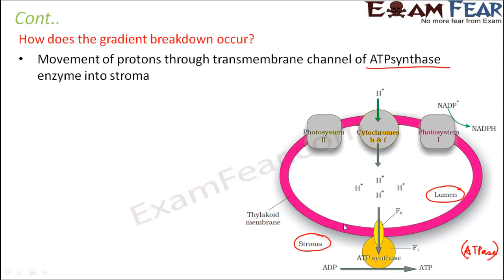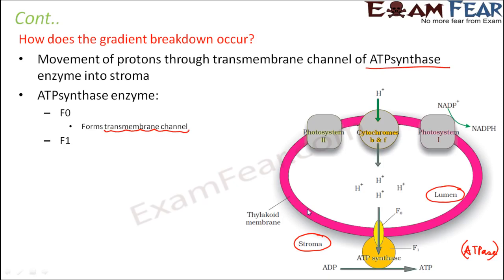So let us look at the structure of the enzyme ATP synthase, how it can act as a channel. So this ATP synthase enzyme has two parts, F0 and F1. So F0 part is this part. Here you can see this portion is F0, this yellow colored structure. So this forms the transmembrane channel.